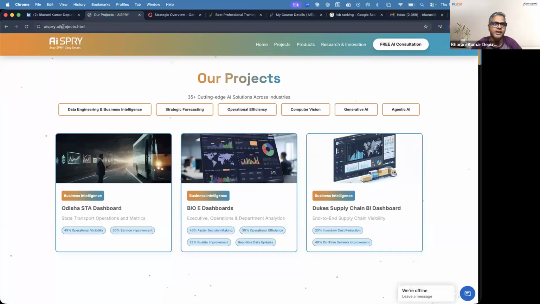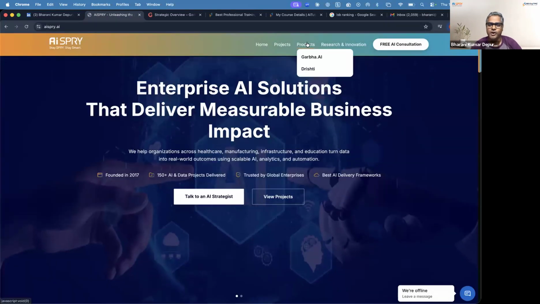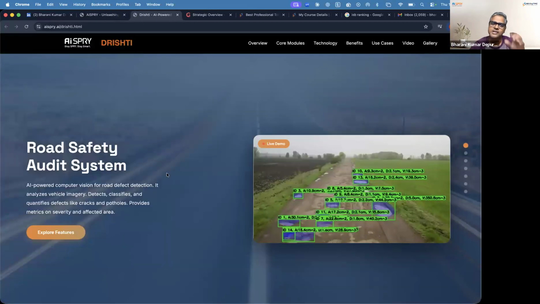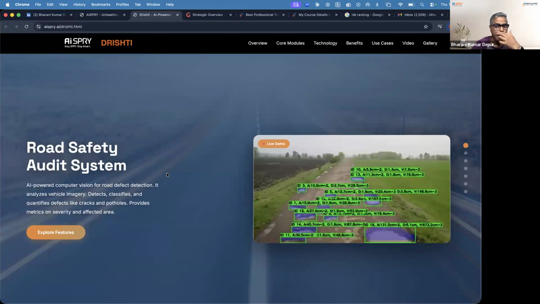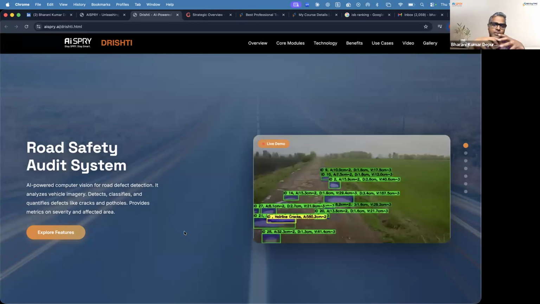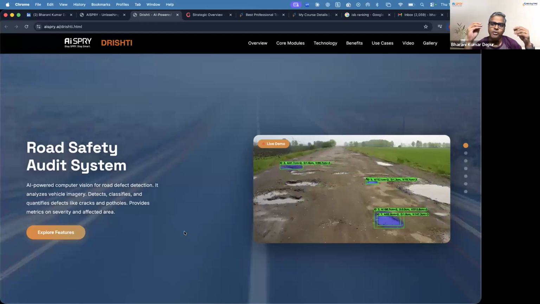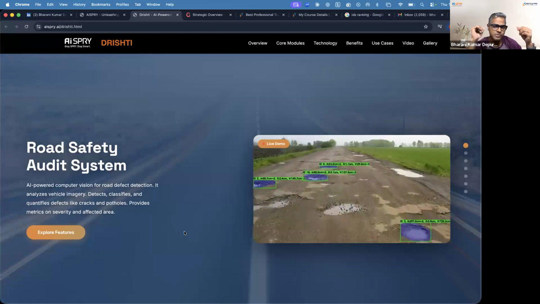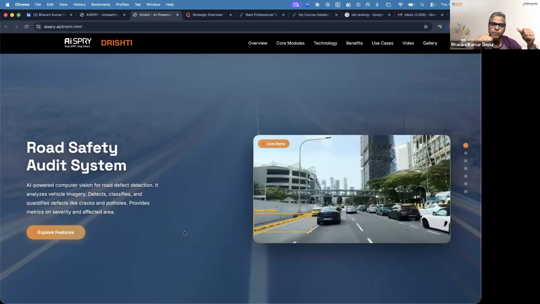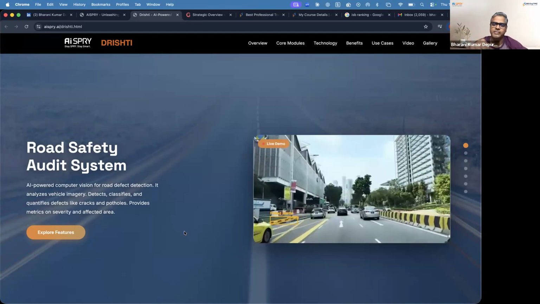If you go to AiSPRY.ai, and if you go to products, you'll find Drishti. Drishti is our road solution, which will detect whether there are potholes, how many are small, medium, large, and what raw material would be needed to fill the potholes. Curb damages, this is in Singapore, for the Singapore Land Transport Authority. Curb means the side damages.